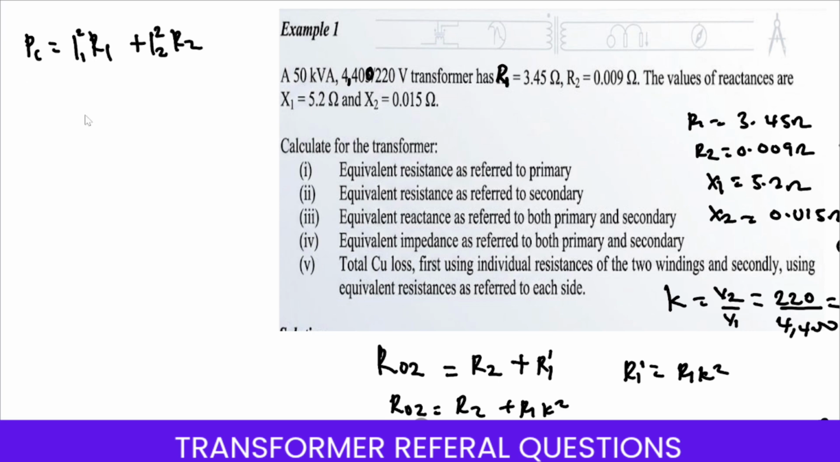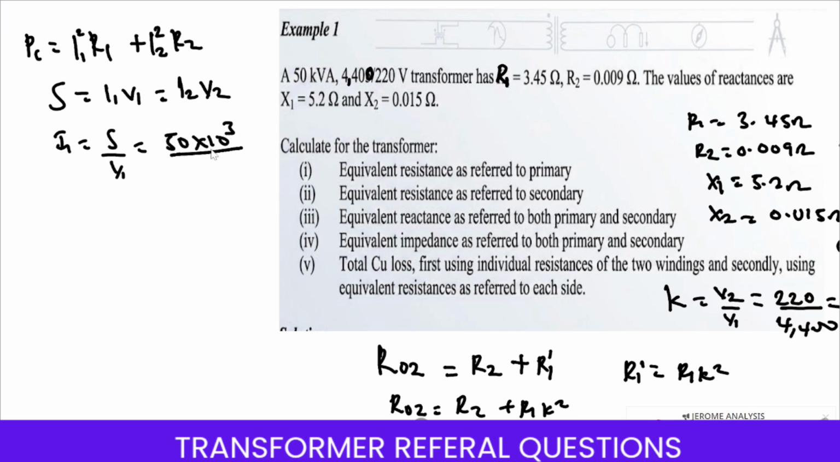So what's the value of I1? We don't have I1 from the question, but from the rating we can get it. We know that the power rating X is the same as I1 V1, and also the same as I2 V2. So I1 will be equal to X over V1. X is 50 kVA, so 50 times 10 raised to the power 3 divided by V1, which is 4,400. That gives I1 equal to 11.36 amps.